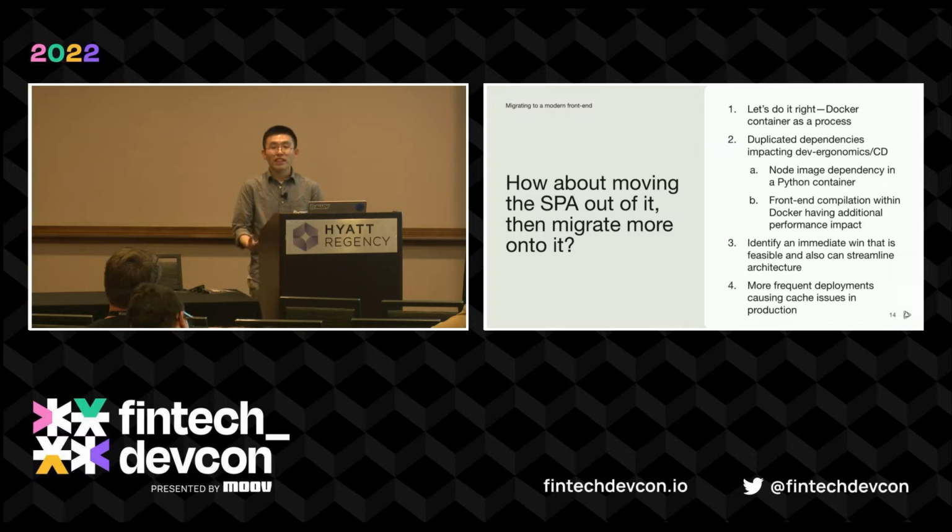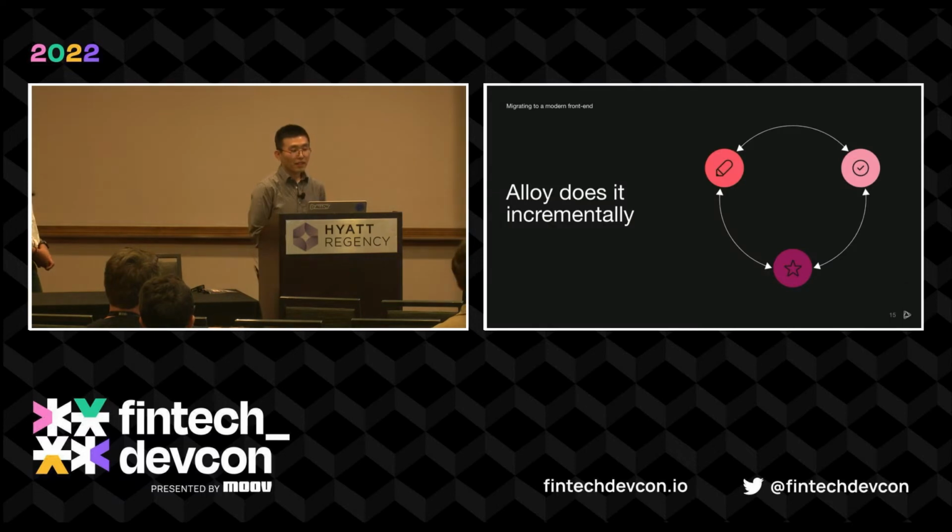We started having weird cache issues in production because of these two different architectures colliding into each other. The pipeline just was never ready for that. So how did we do it? We do it incrementally. This will be the whole theme of this presentation.